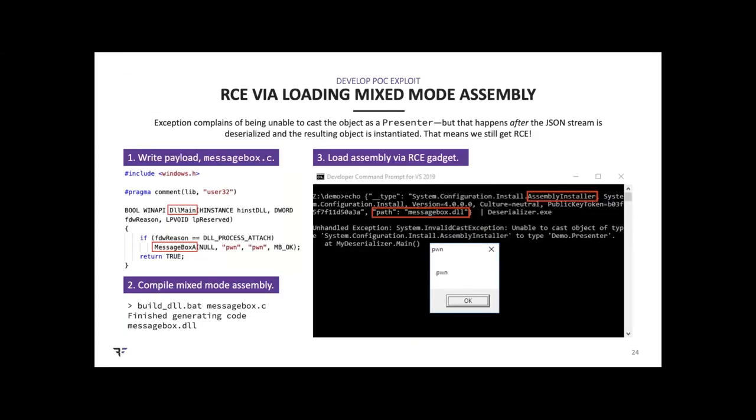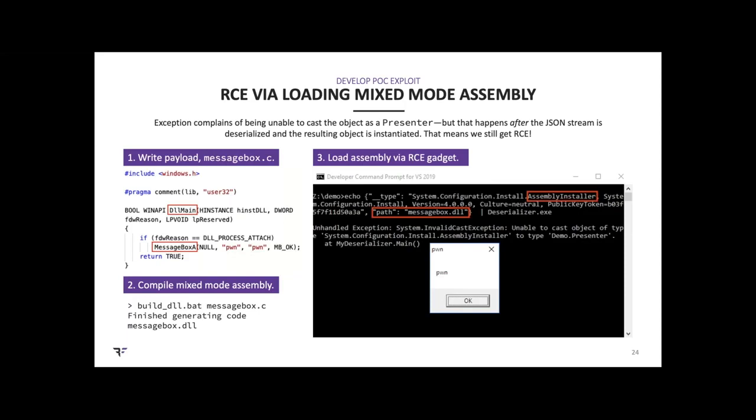Now let's see how we can get remote code execution by crafting and loading a DLL .NET assembly into memory. We'll first write our payload here on the left-hand side, and inside the DLL main function, you can see I'm just including a message box that's going to say pwn when this thing is executed.